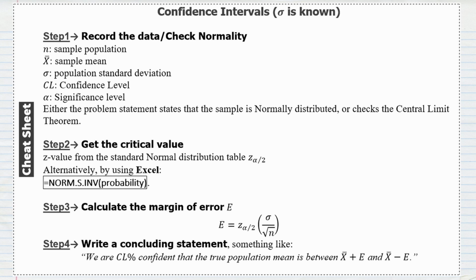Step 2. Get the critical value either from the z-table or by using Microsoft's Excel as shown. Step 3. Calculate the margin of error by using the simple formula shown. And finally, Step 4. Write a concluding statement like, "We are 95% confident that the true population mean is between the sample mean minus the margin of error and the sample mean plus the margin of error."